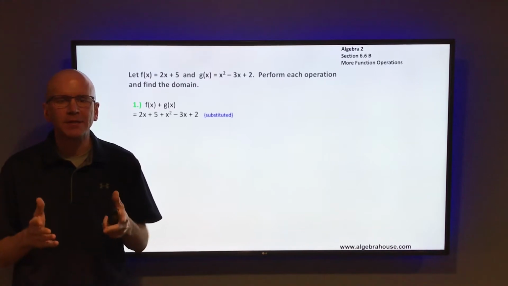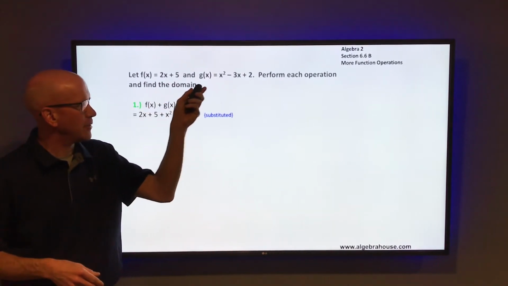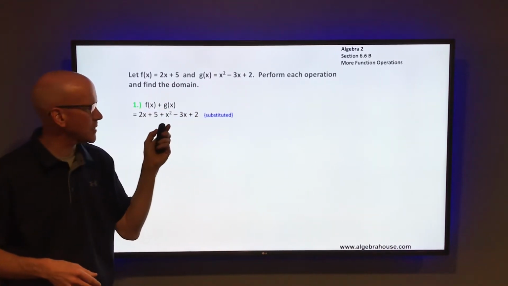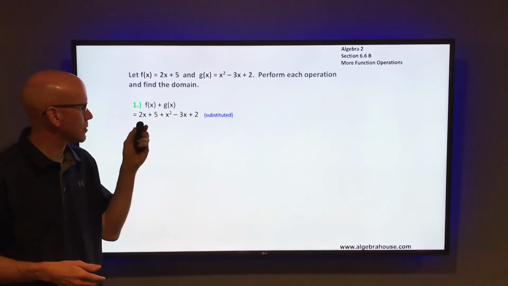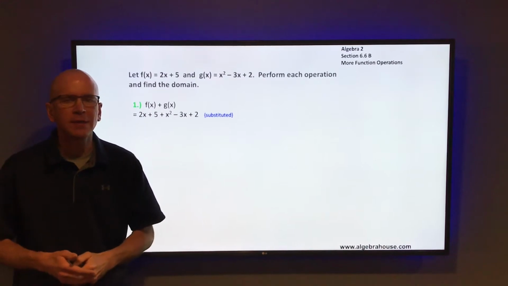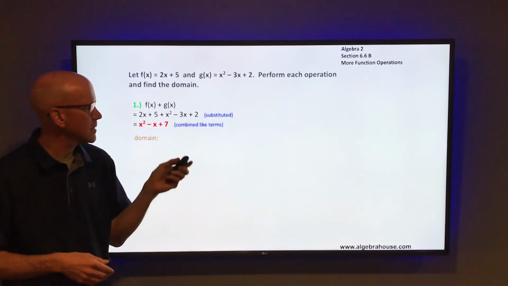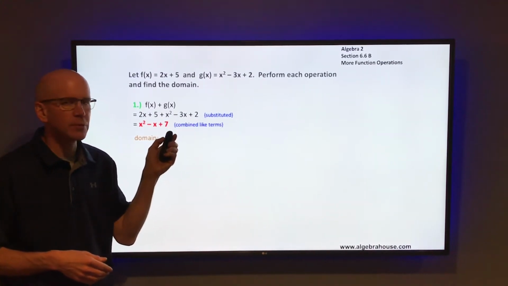Just take what f of x is, 2x plus 5, and add on to that what g of x is, the x squared minus 3x plus 2. Go back through that and combine the like terms. Like terms would be 2x and negative 3x. If you combine those, it would be negative x. Also 5 and 2, if you combine those, that is 7.